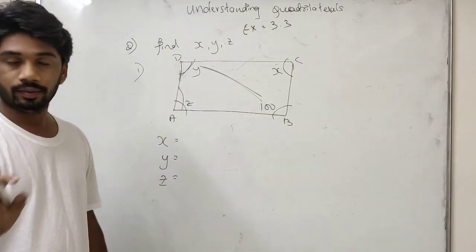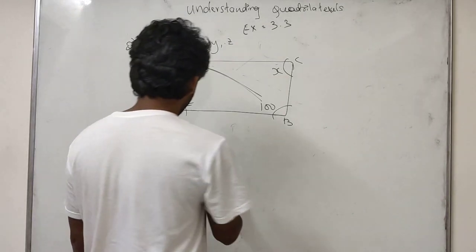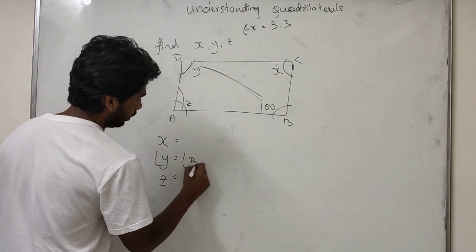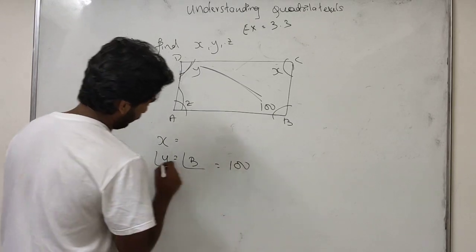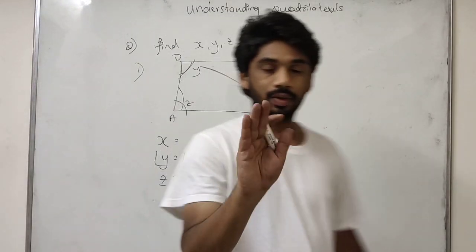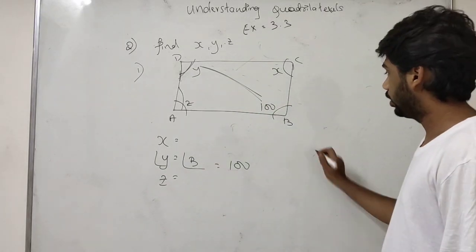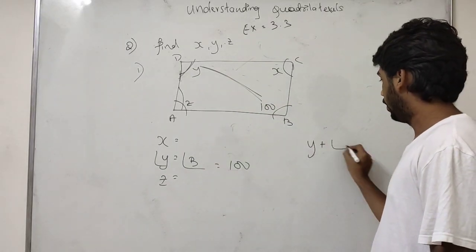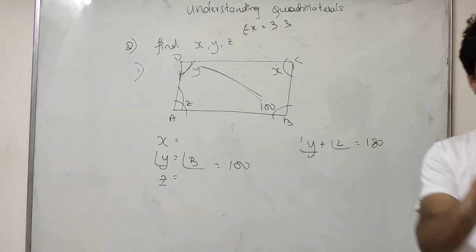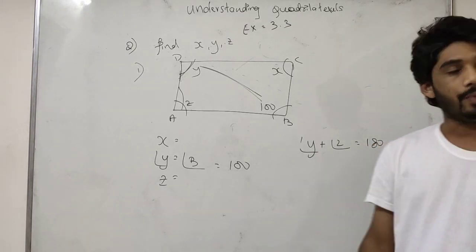Opposite angles will be equal. So here angle y is equal to angle b. We are getting 100. So angle y is equal to 100. Now y plus z will be, angle y plus z will be, alternate angles in parallel will be 180 degree.